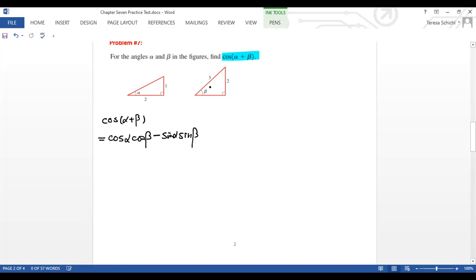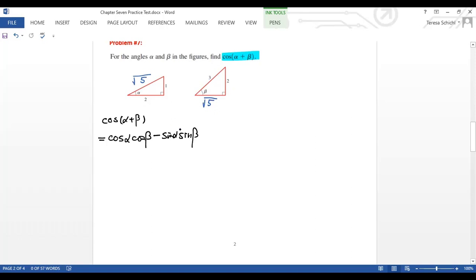Okay, so now I need to do something about this triangle, so make it useful. So this is 1 and 2. So what is this hypotenuse? It's 2 squared plus 1 squared, what is that? It's 5, so the hypotenuse is the square root of 5. Okay, so this beta triangle here, this is 3, this is 2. So Pythagorean, 9 minus 4, this is the square root of 5, correct?